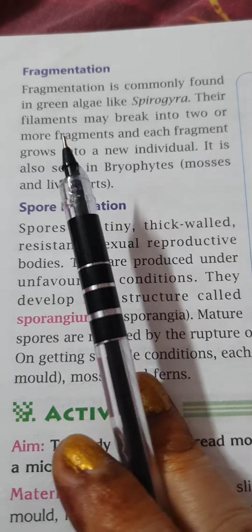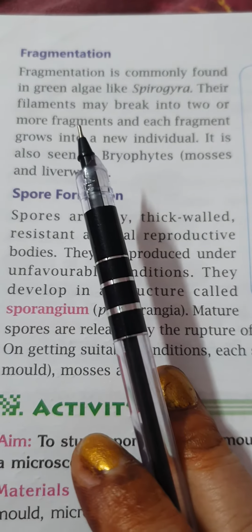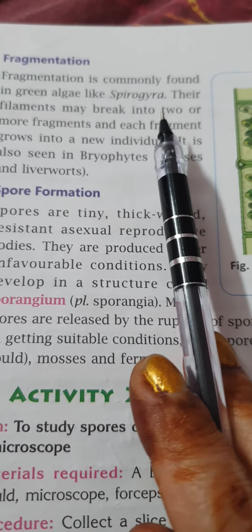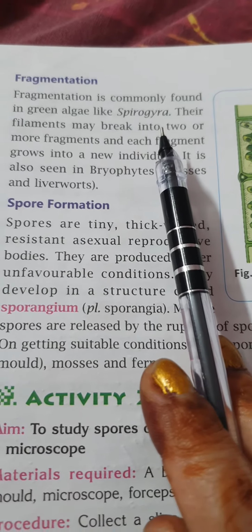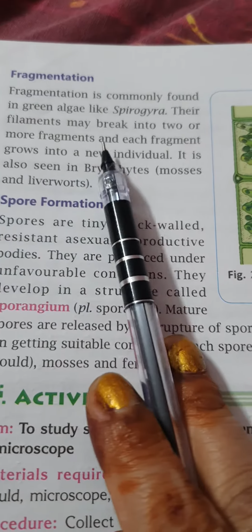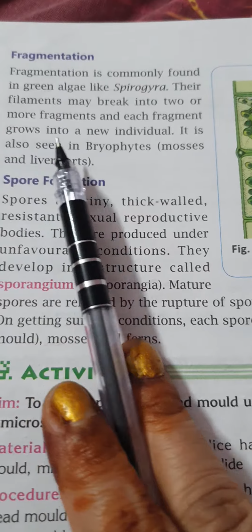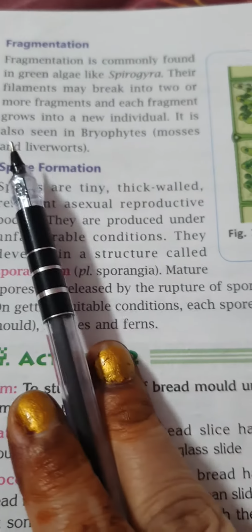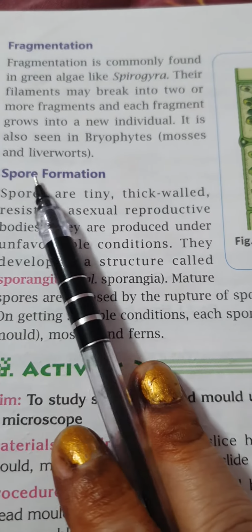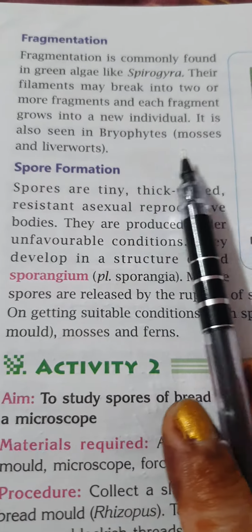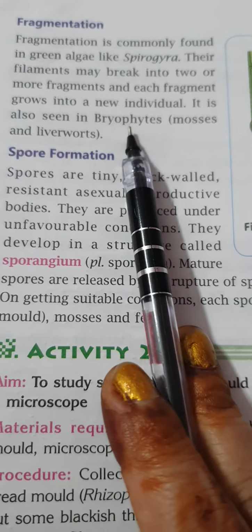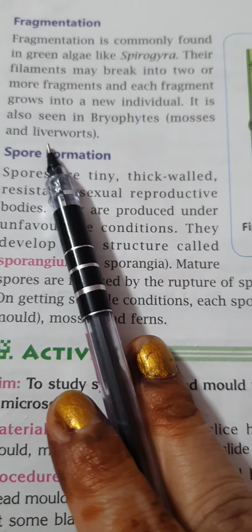Fragmentation is commonly found in green algae like Spirogyra. What is that? Algae, green algae, named Spirogyra. Their filaments break up into two or more fragments and each fragment grows into a new individual. It is also seen in bryophytes, mosses and liverworts. In which organisms can we find this fragmentation procedure? Bryophytes like mosses and liverworts.